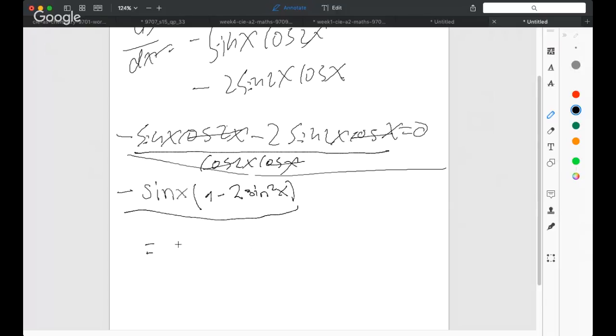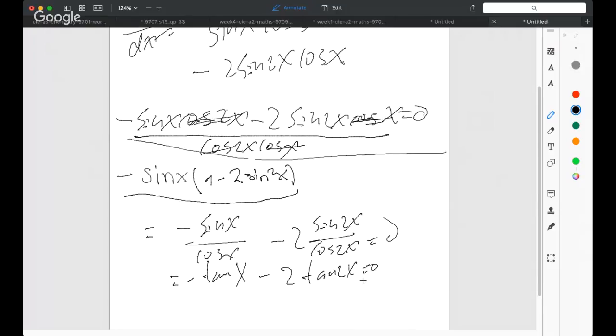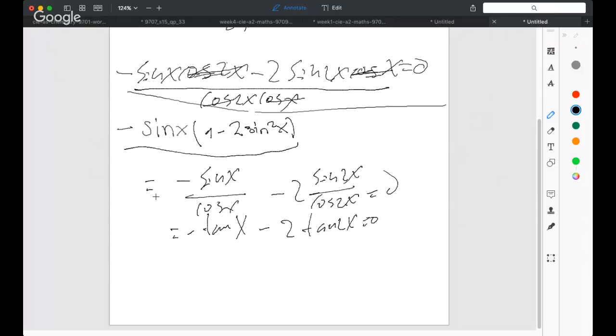So what you get is minus sine x divided by cos x minus 2 times sine 2x divided by cos 2x. So you want to cancel the cos out. And here you get minus tan x minus 2 times tan 2x is equal to 0. And now it seems much easier because you only have tan, so you don't need to change sine to cos or cos to sine.